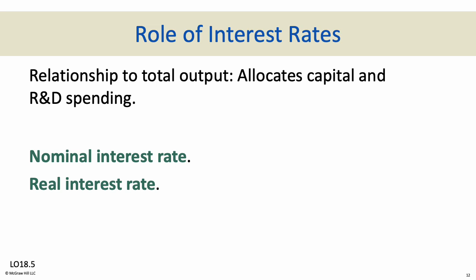So if the base rate's 5%, but we're running 4% inflation, the real rate, or what you would pay, is 9%. 5% of it is what the bank is earning. The other 4% is just keeping pace with inflation. It's the real rate that affects investment and R&D decisions because that is what we're actually borrowing money at.